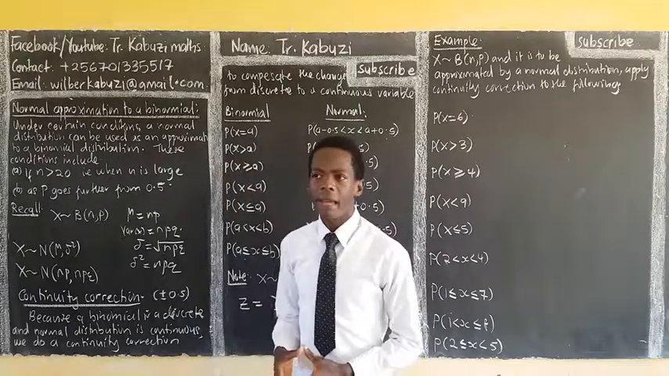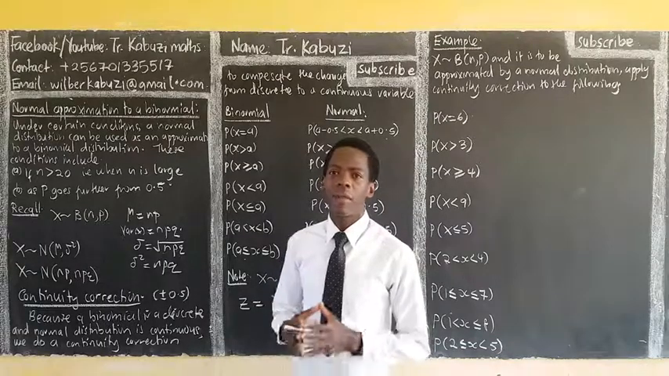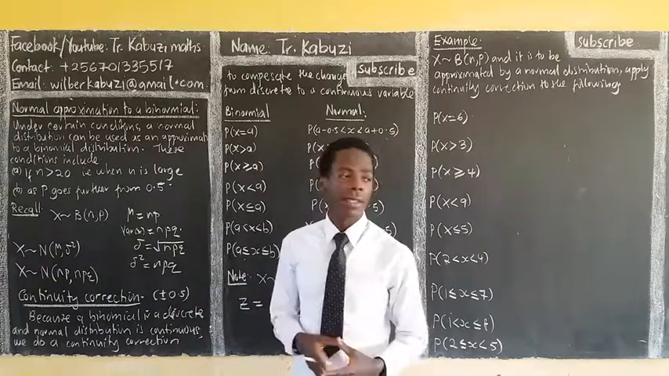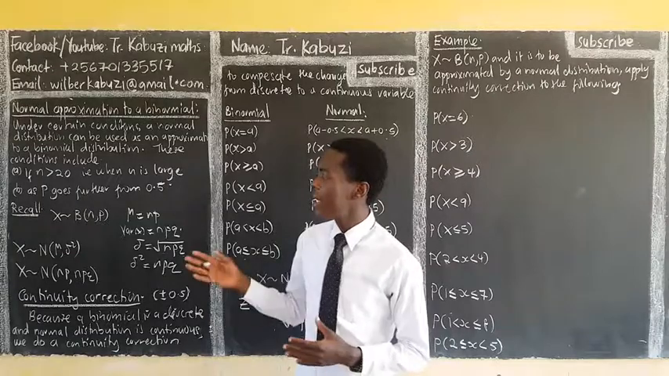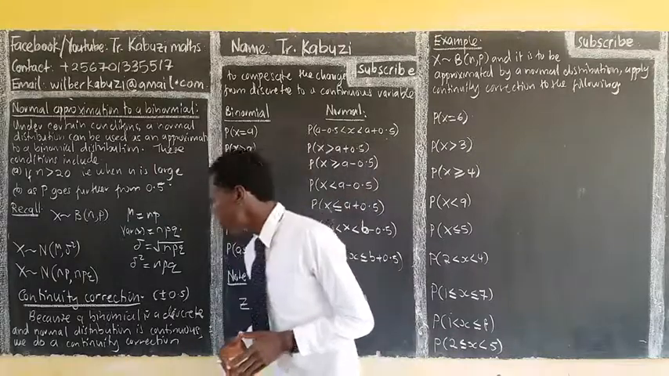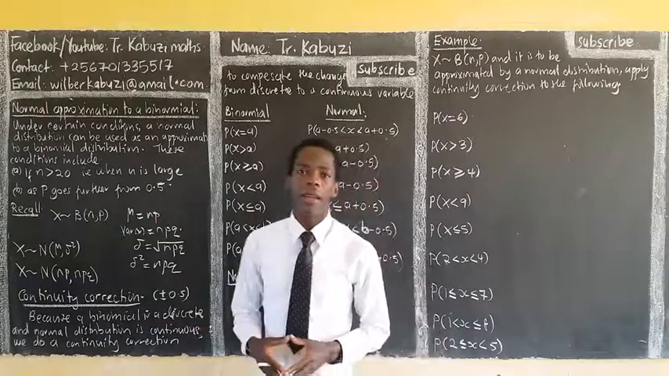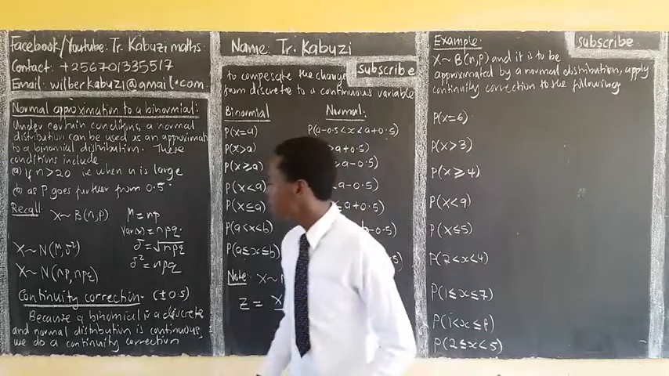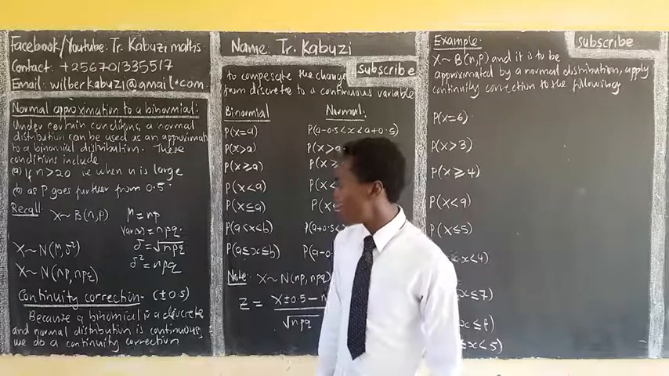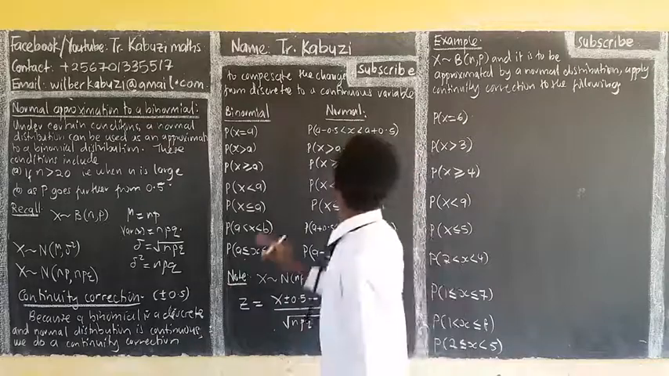Now, there is a problem there. We know that a binomial is a discrete random variable, and a normal distribution is a continuous random variable. How can the values of x in a discrete distribution work in a continuous one? So we do a certain continuity correction, by either adding or subtracting 0.5 depending on the case. Because the binomial is discrete and the normal is continuous, we do a continuity correction to compensate for the change from a discrete to a continuous value.